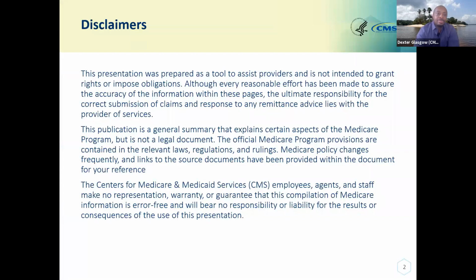All right, so here's a brief disclaimer. What I'm saying here is that at the time this presentation was made, all the material was relevant. Therefore, before you make any healthcare decisions, please look at the references in the presentation. The employees and agent staff of CMS don't guarantee that the decision you make from this presentation will be relevant.